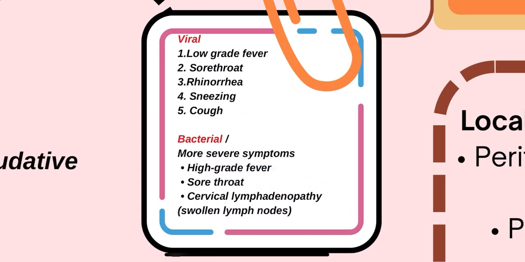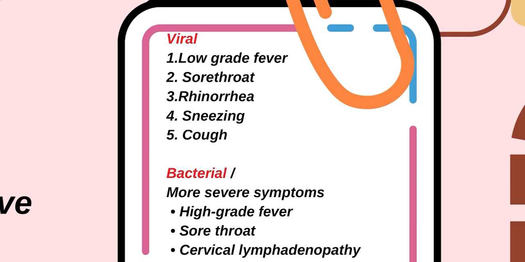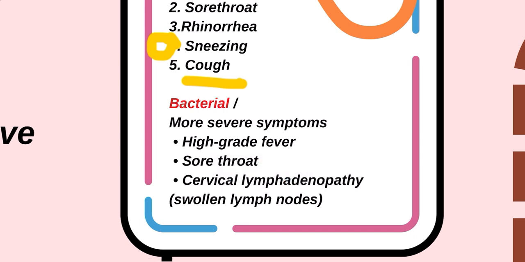Here are the features most likely to occur with viral tonsillitis: low-grade fever, sore throat, rhinorrhea, sneezing, and lastly, cough. Bacterial tonsillitis in general causes more severe symptoms, associated with high-grade fever, sore throat, and cervical lymphadenopathy.